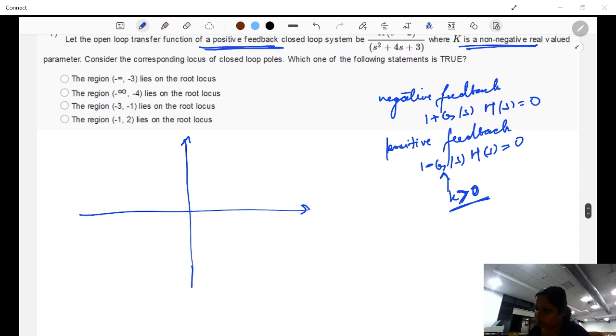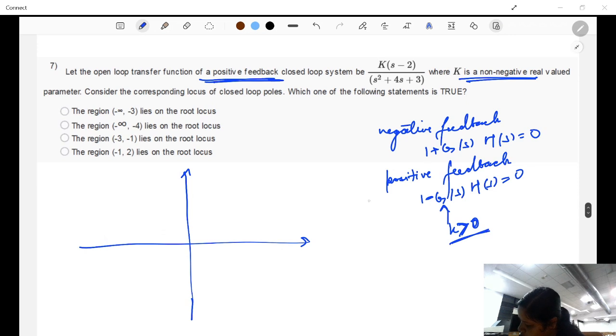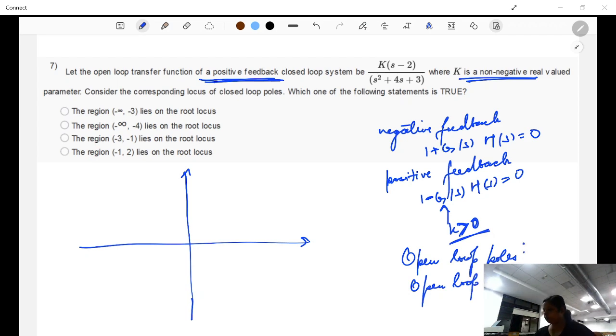So then we want to find out for this question also, where are the open loop poles and open loop zeros. Please solve and let me know where are the open loop poles and zeros. Open loop 0 is clearly at 2. Where are the open loop poles? Factorize the denominator, you'll be able to find.